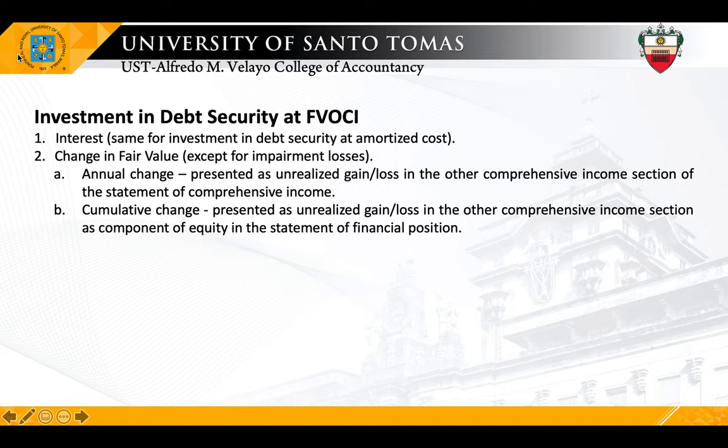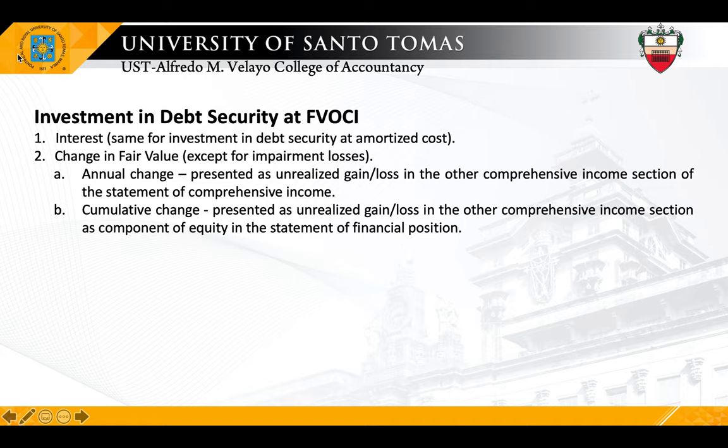When we say annual change in fair value, that's fair value by December 31 last year versus the fair value by December 31 this year. That is the annual change in fair value. And that is presented as unrealized gain or loss, as the case may be, in other comprehensive income section of the statement of comprehensive income.